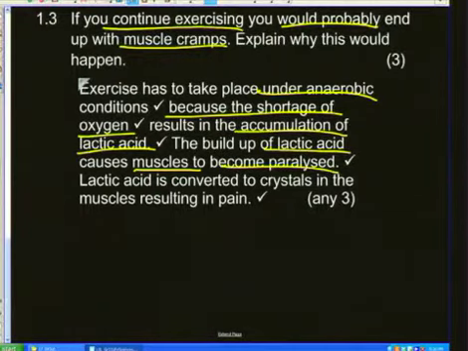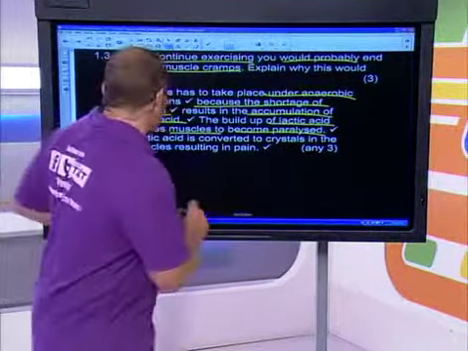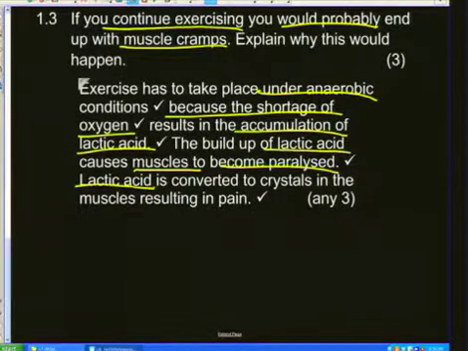It paralyzes the muscle. It says, hold on, I can't do this anymore. So it paralyzes the muscle, so the muscle doesn't work anymore. And then the lactic acid is converted into crystals, and the muscle results in pain.